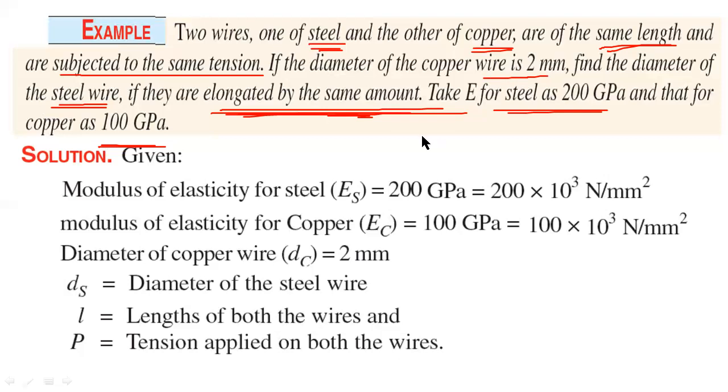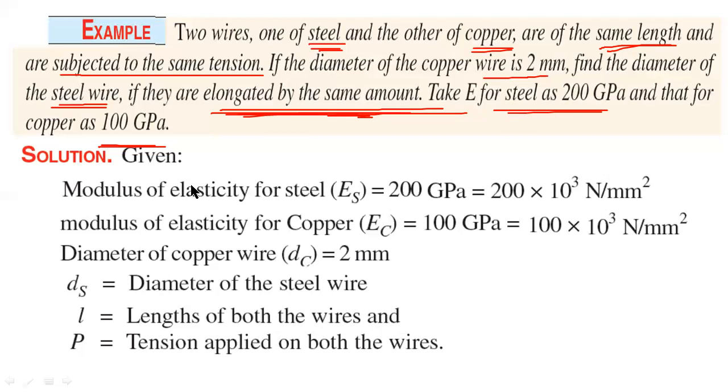Here the length of the steel wire and the length of the copper wire are both the same. Lengths of both the wires are the same, and also the same tension is induced in both the steel and copper wire. That means load acting on steel wire equals load acting on copper wire, that is equal to P. This is the question. So by using these details, you have to find the unknown diameter of the steel wire.